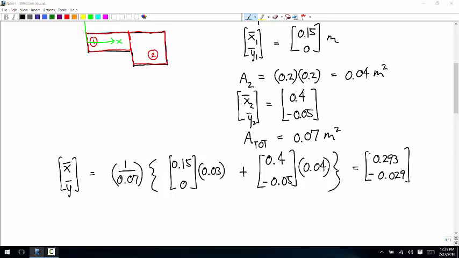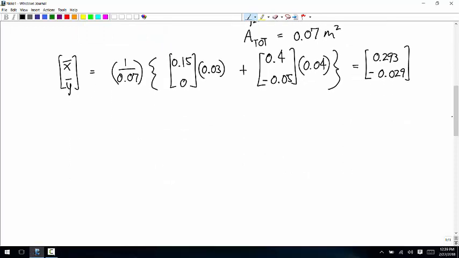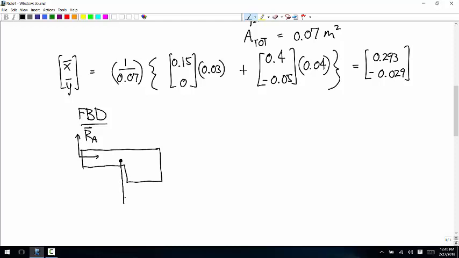Now that's where the weight force is going to be applied. Now let's do a free body diagram. At the pin joint over here, we know that there's a force vector. I'll call that RA. And then the weight force is somewhere over here. That's right around where the centroid is.